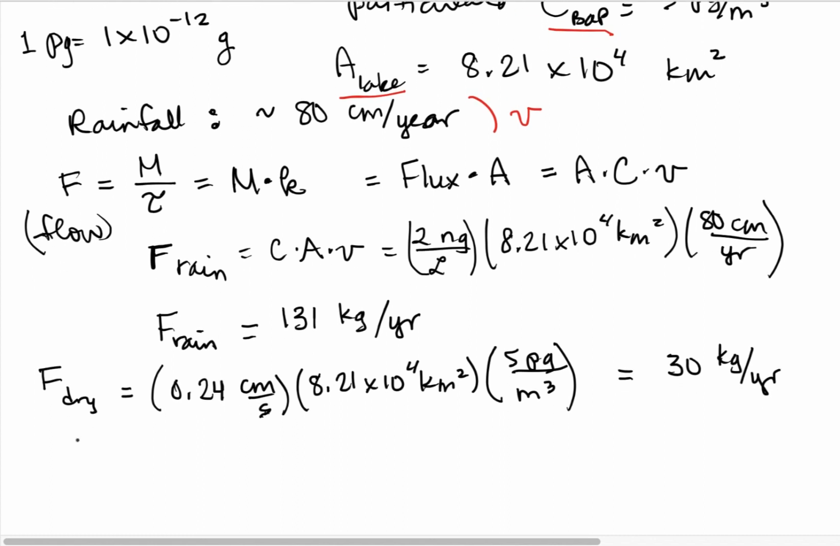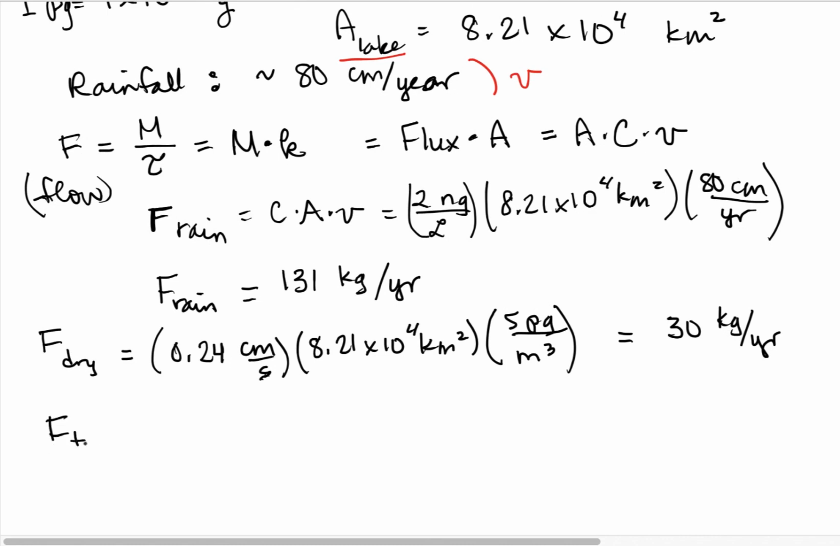That would mean that our total flow of this BAP pollutant into the lake was the sum of these two, for a total of 161 kilograms per year.